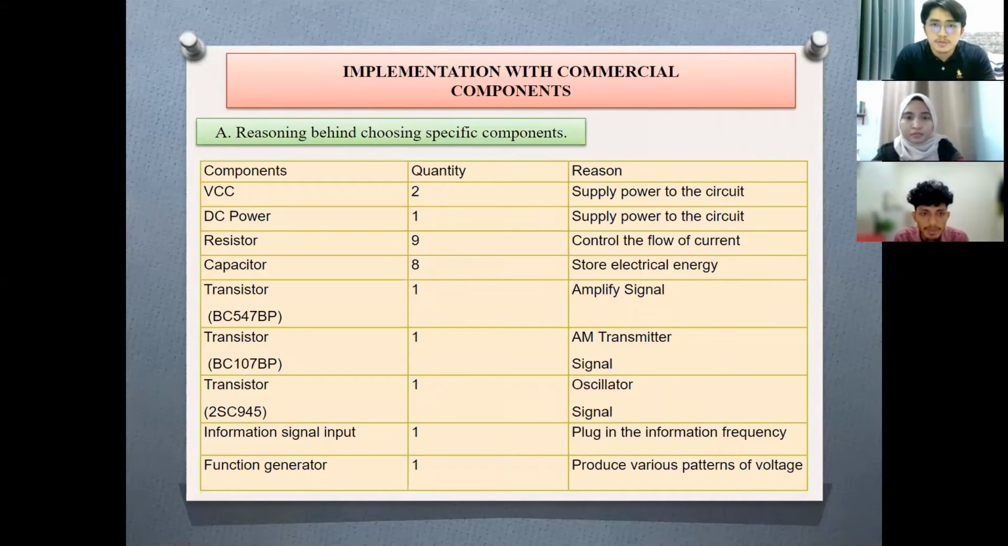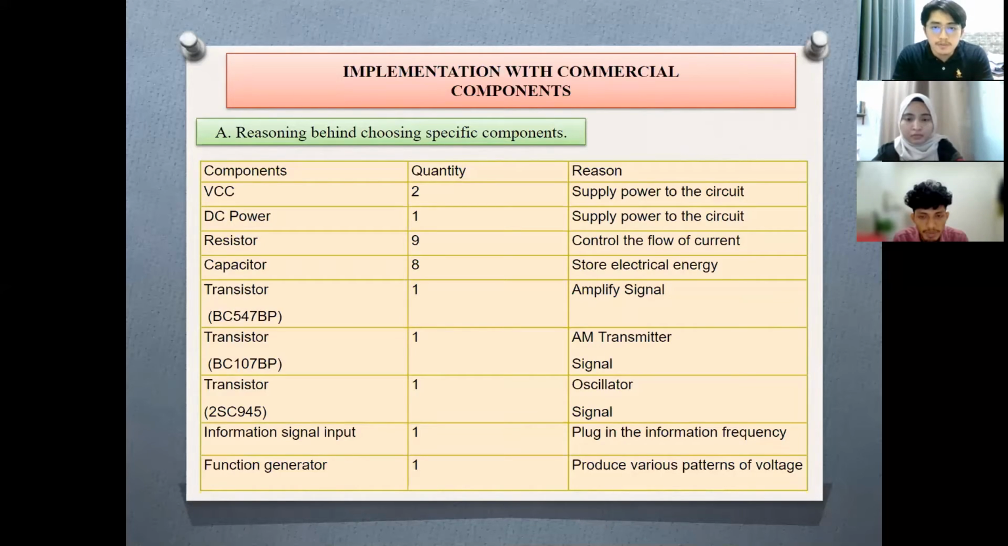For implementation with commercial components, the reason behind choosing specific components is, we use VCC with quantity 2 to supply power to the circuit. Then for DC power we use 1 DC power to supply the circuit also. Then for the resistor we use 9 resistors to control the flow of current. Then for the capacitor we use 8 capacitors to store electrical energy. Then for the transistor we use one transistor BC547 BP.